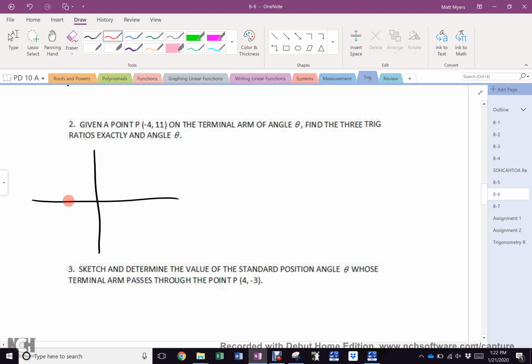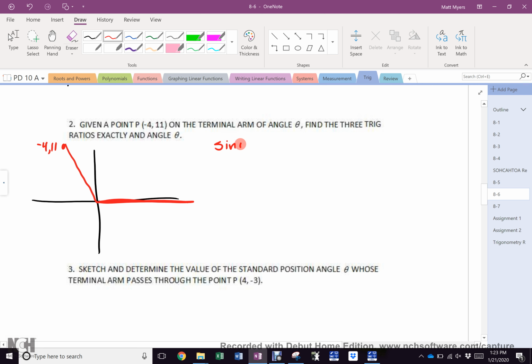Left 4 and up 11. Up 11. Negative 4, 11. Agreed? Okay. Let us do trig. That is the angle with which we are dealing. Yes, because we always start here. Agreed?